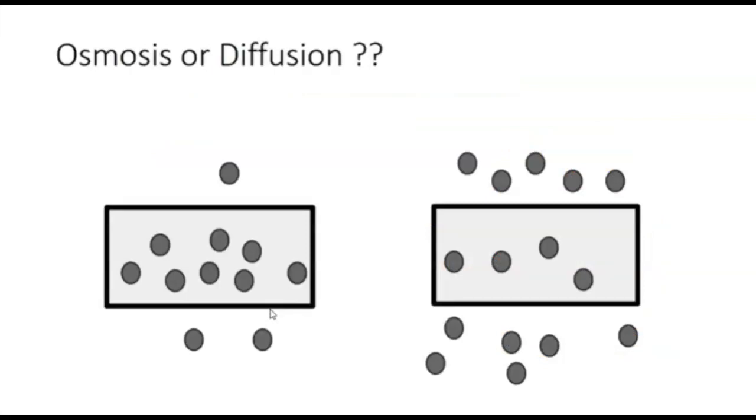This picture, so part 1 is here, part 2 is here. Is it showing osmosis or diffusion? Good, so there's nothing here to indicate that these particles are water. So if you said diffusion, I would agree with you. And again, we have a high concentration of particles inside the box, and they are moving out of the box to low concentration.